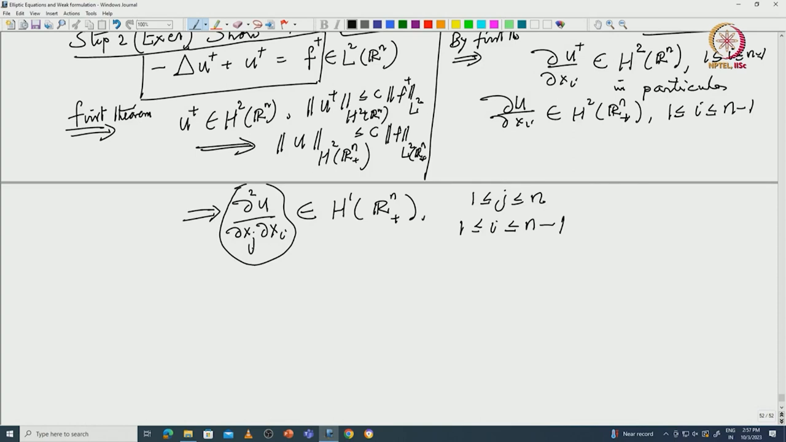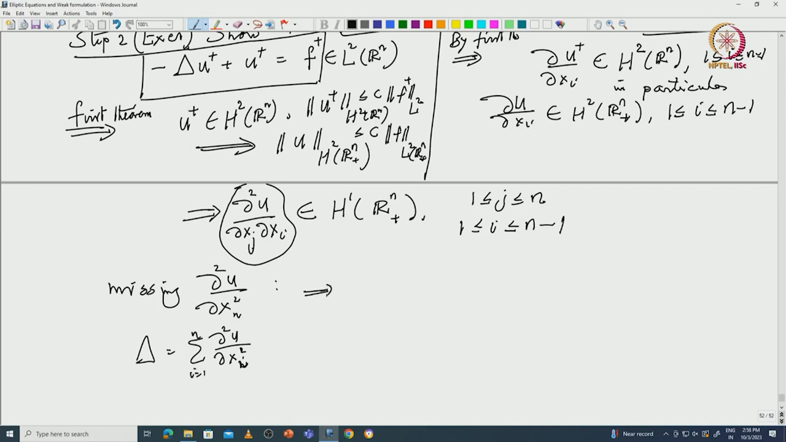The only thing missing is when i equals n and j equals n, because for j equal to n and i up to n−1 it is fine. The only one missing is ∂²u/∂x_n², you see. But now you write it from the Laplacian of u. So, what is your Laplacian? The Laplacian is the summation of ∂²u/∂x_i², i equal to 1 to n.